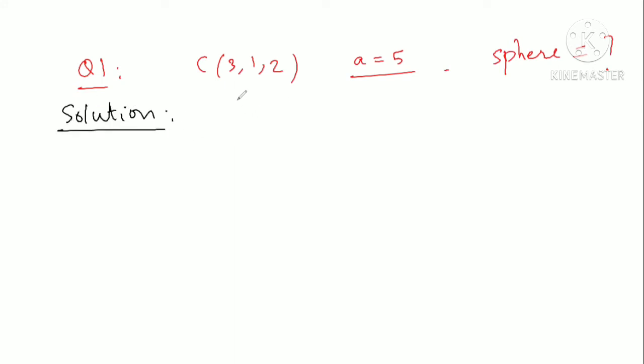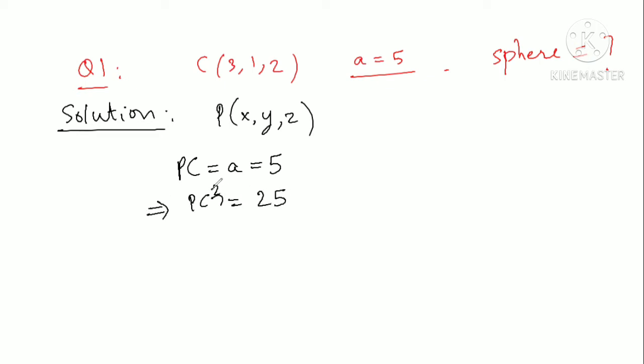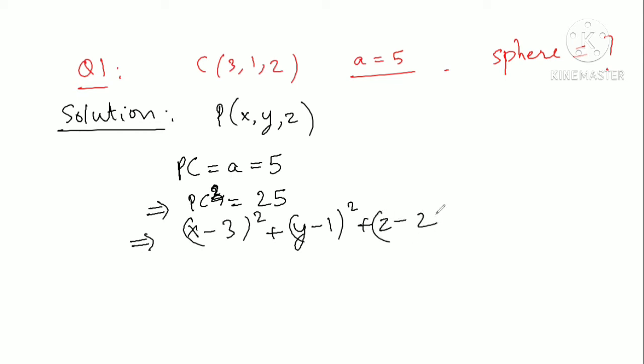In this case, we assume the point P is (x, y, z), which is lying on the surface of the sphere. So we can write the distance of P from the center C will be equal to the radius, and radius is nothing but 5. So PC length is equal to 5, which means PC square will be equal to 25. Now you apply the distance formula: (x minus 3) whole square plus (y minus 1) whole square plus (z minus 2) whole square is equal to 5 square, which is 25.